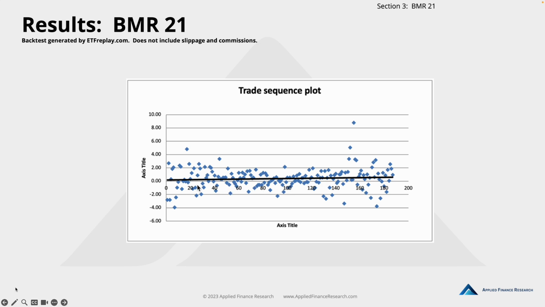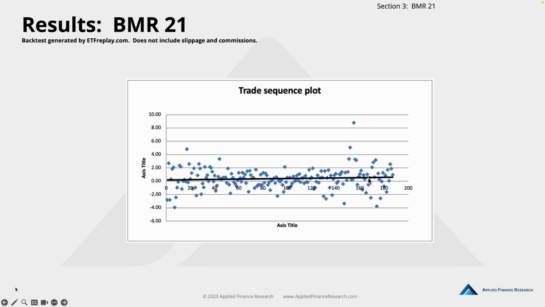So here we can see that for BMR 21, the regression line through the trade sequence plot has a positive slope to it. It starts just above 0 here, and here it ends just below 1. So when we see a positive slope to the trade sequence plot regression line, that tells us that over time the performance of the system is increasing.